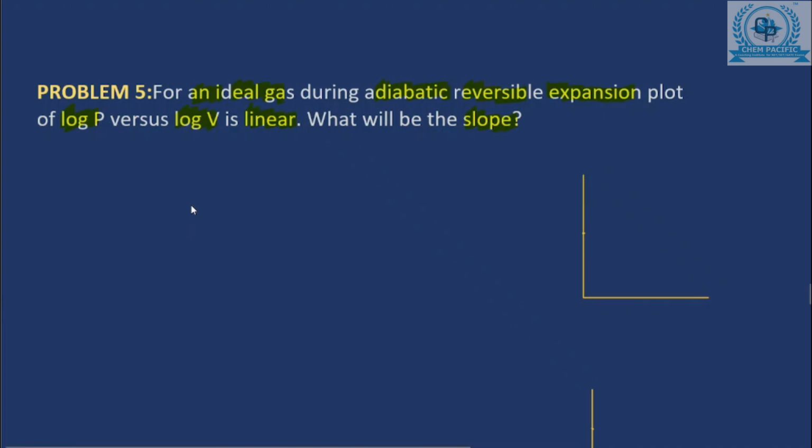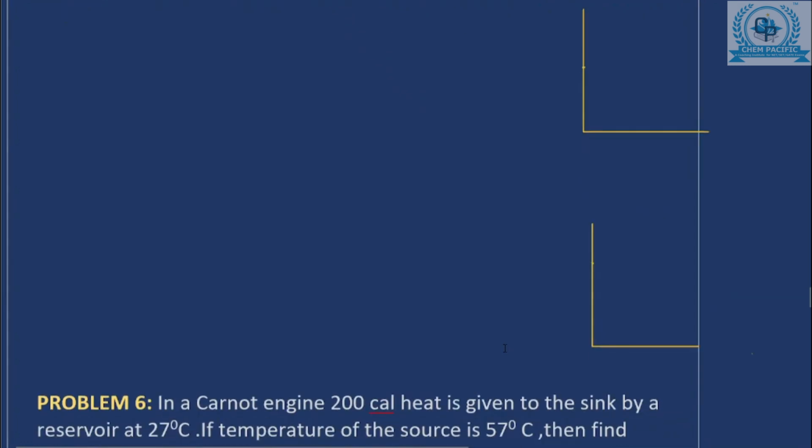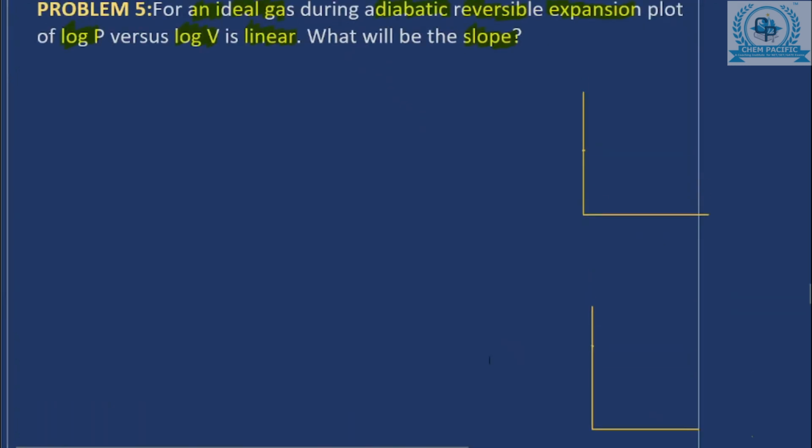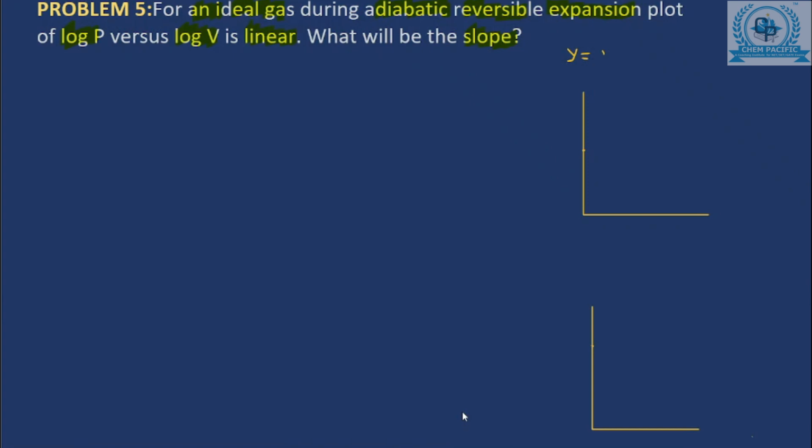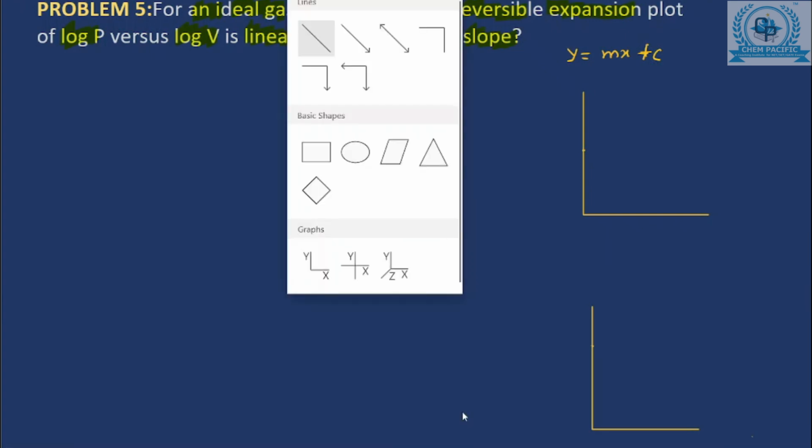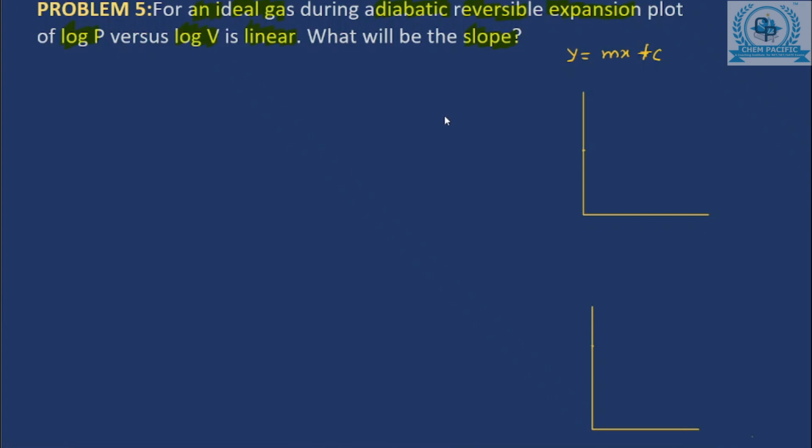Before I solve this question, I want to give you some information about the graphical representation of a straight line. Basically, a straight line is usually defined by two equations. One is y is equal to mx plus c, and when this type of equation is given, it means it is representing a straight line with a positive slope.